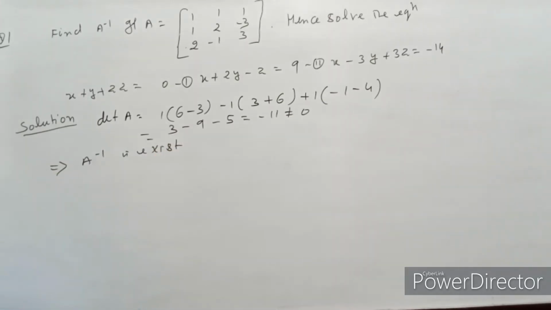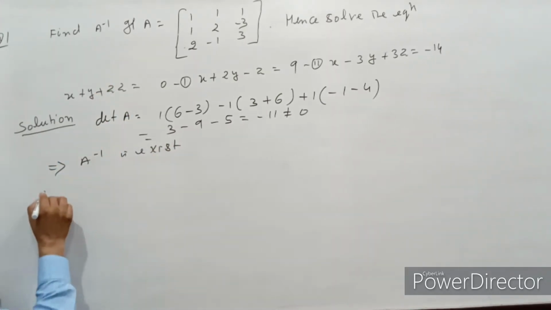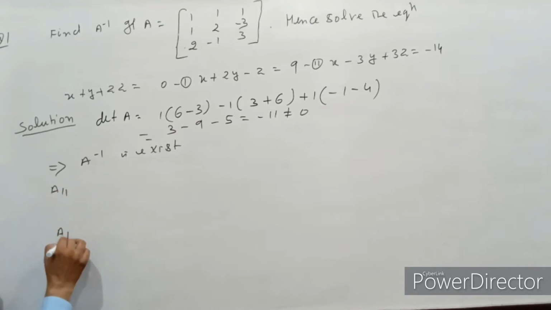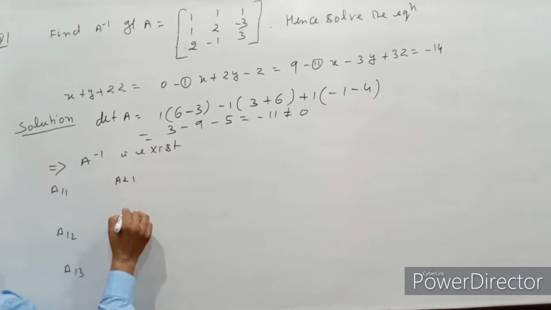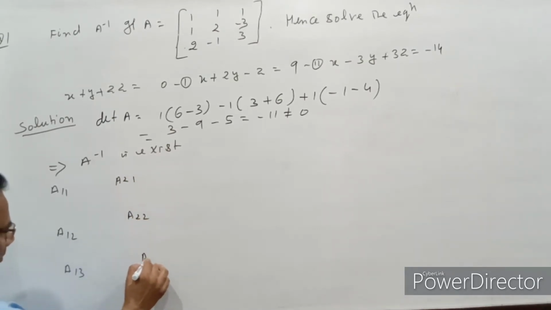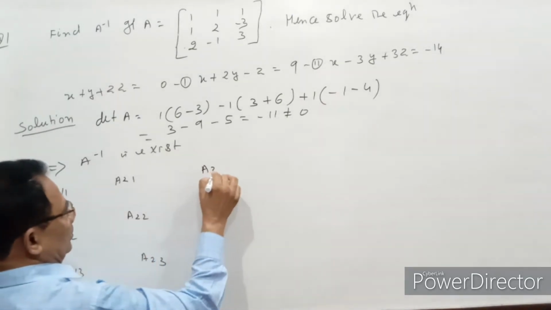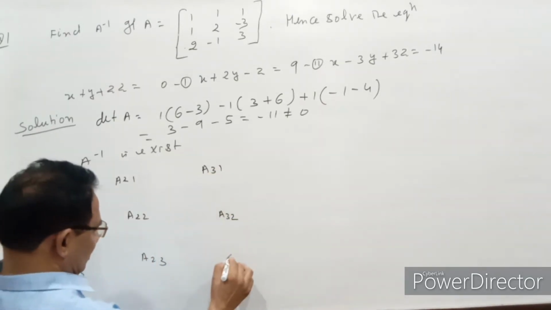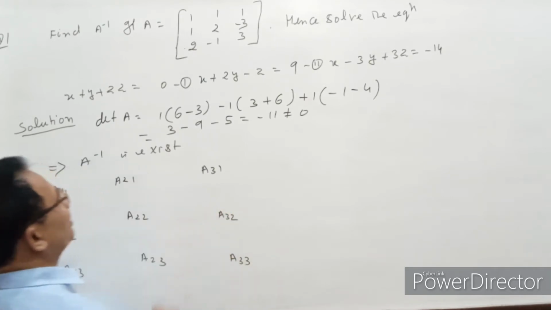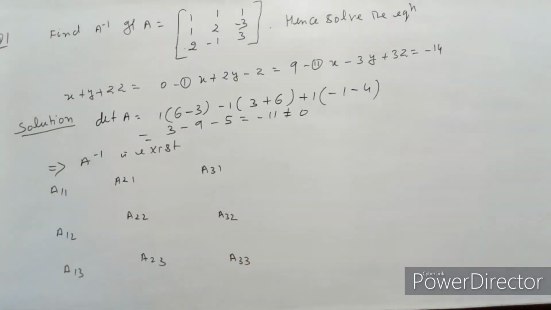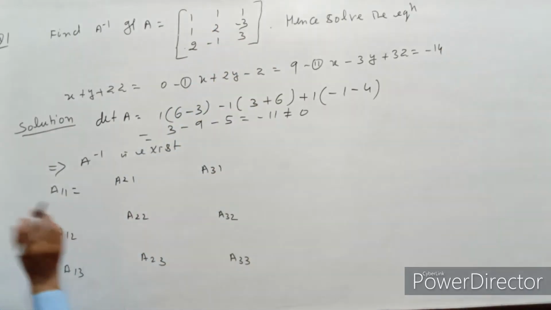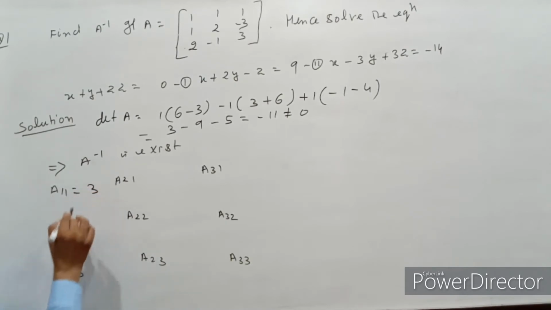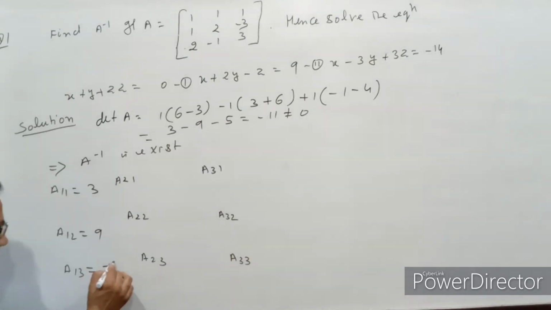Now we find the cofactors of this matrix, that is A11, A12, A13, A21, A22, A23, A31, A32, and A33. Now, for the cofactor A11, that is 3 times 6 or minus 3, is equal to 3, or that is equal to 9, or this is equal to minus 5.